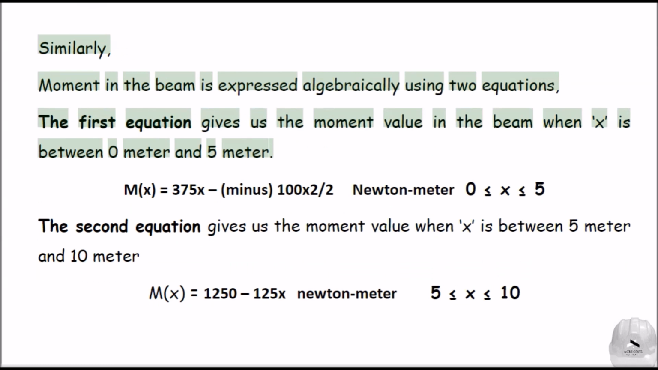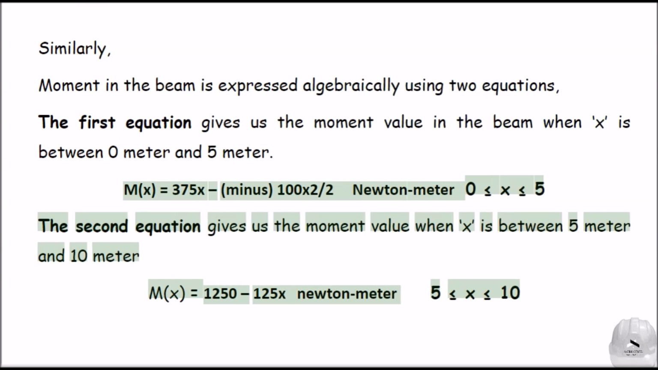Similarly, the moment in the beam is expressed algebraically using two equations. The first equation gives us the moment value when x is between 0 meter and 5 meter: M of x equals 375x minus 100x²/2 Newton meter, 0 ≤ x ≤ 5. The second equation gives us the moment value when x is between 5 meter and 10 meter: M of x equals 1250 minus 125x Newton meter, 5 ≤ x ≤ 10.